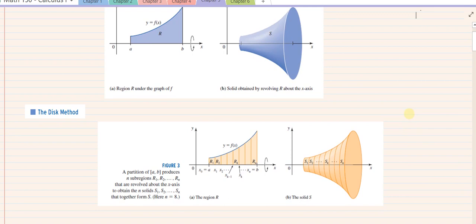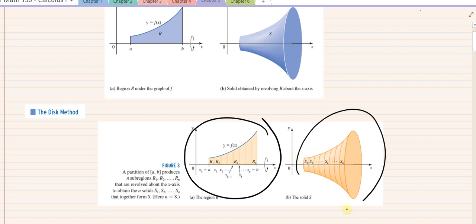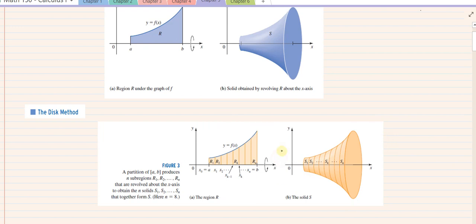So the idea goes like this. Initially, the actual solid is what it is to the right. Correct? That is a true solid without any approximation. But one thing we could do is partition into subregions. The area under the function from a to b, we can partition it, and then each segment of this region would be revolved about the x-axis. Looking at this last segment right here, that segment could be revolved individually about the x-axis.